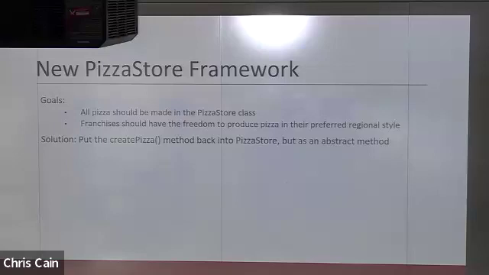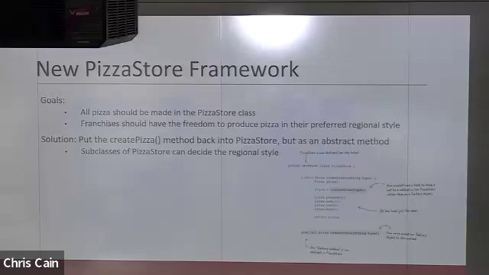But if the create pizza is abstract, then we can make our own inheritance hierarchy with regards to the pizza store and the kinds of pizzas that it produces. The subclasses of the abstract pizza store will be the New York pizza store or the Chicago pizza store that produce New York style pizzas or Chicago style pizzas.